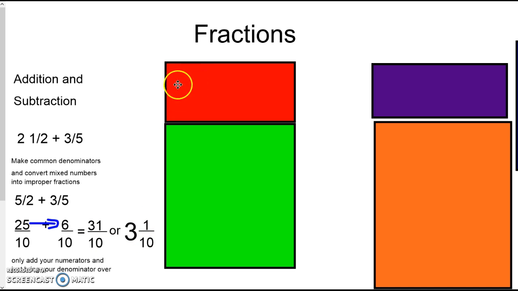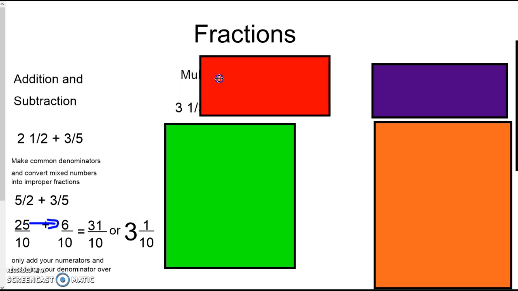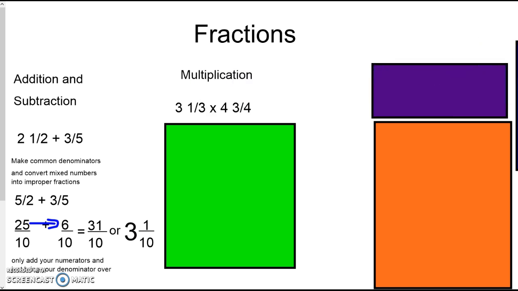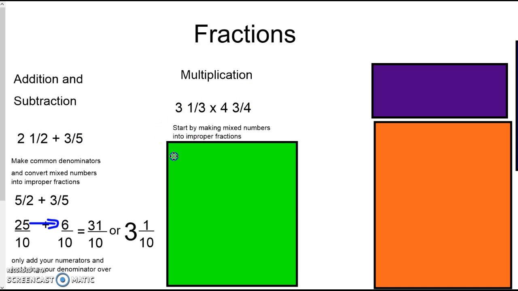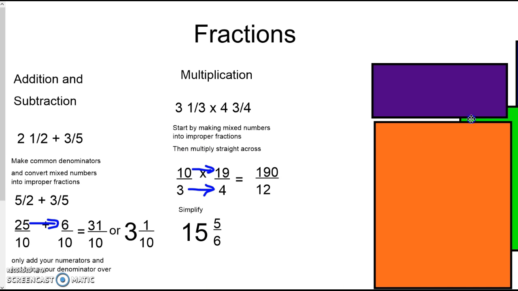So now we're going to go on over to multiplying. Multiplication, we're going to take this and we have our numbers here of 3 1/3 times 4 3/4. We're going to start this the same way we started adding and subtracting. We're going to take our mixed numbers here and we're going to make them into improper fractions. So you can see whenever I did that, I got 10/3 and 19/4.